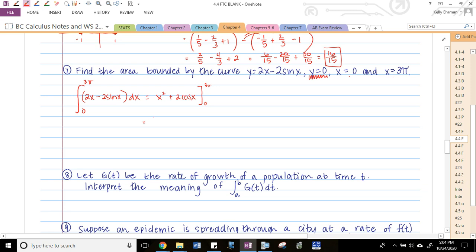3 pi squared is 9 pi squared. And then the cosine of 3 pi, remember 3 pi is at the location of pi. So that's going to be minus 2, because 2 times negative 1. Minus 0 squared is 0, plus 2 times the cosine of 0 is 1, so plus 2. 9 pi squared minus 2 is 9 pi squared minus 4.